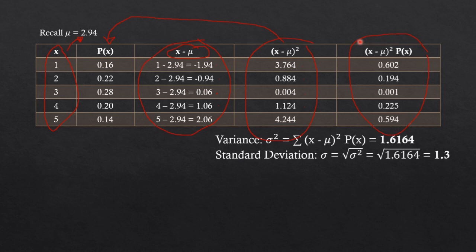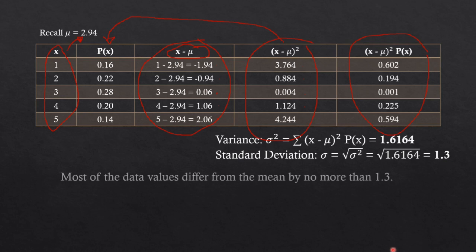In order to get the variance, you have to get the summation of this column, the total of this column. So the variance is 1.6164. And in order to get the standard deviation, you have to get the square root of the variance. So the standard deviation is equal to 1.3. Most of the data values differ from the mean by no more than 1.3.